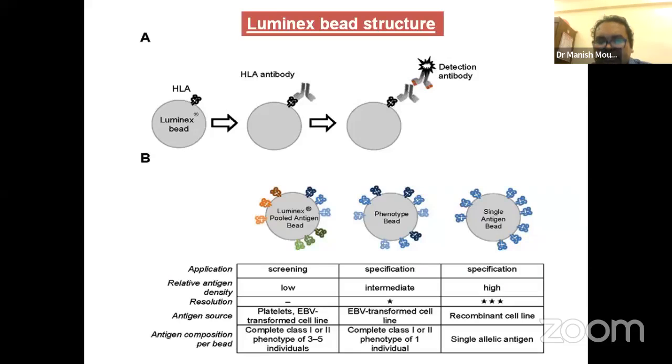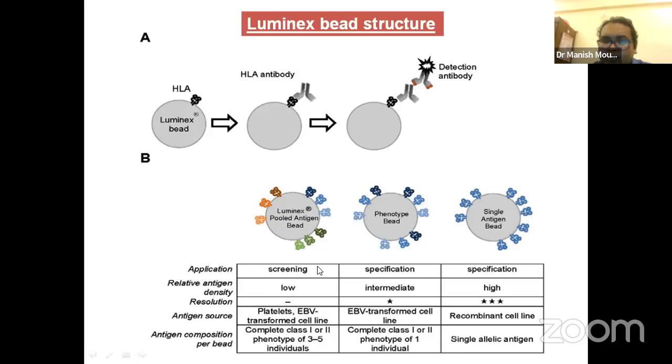First is a screening virtual cross-match, very cost-effective, low informative. Second is a specific cross-match, but intermediate level, like low resolution, 2-digit data, 1-field data. We can overall understand what kind of antibody is present in the patient in class 1 and class 2. And the third one is specific, as a single antigen every time we are talking about. So in screening, one bead has multiple antigens.